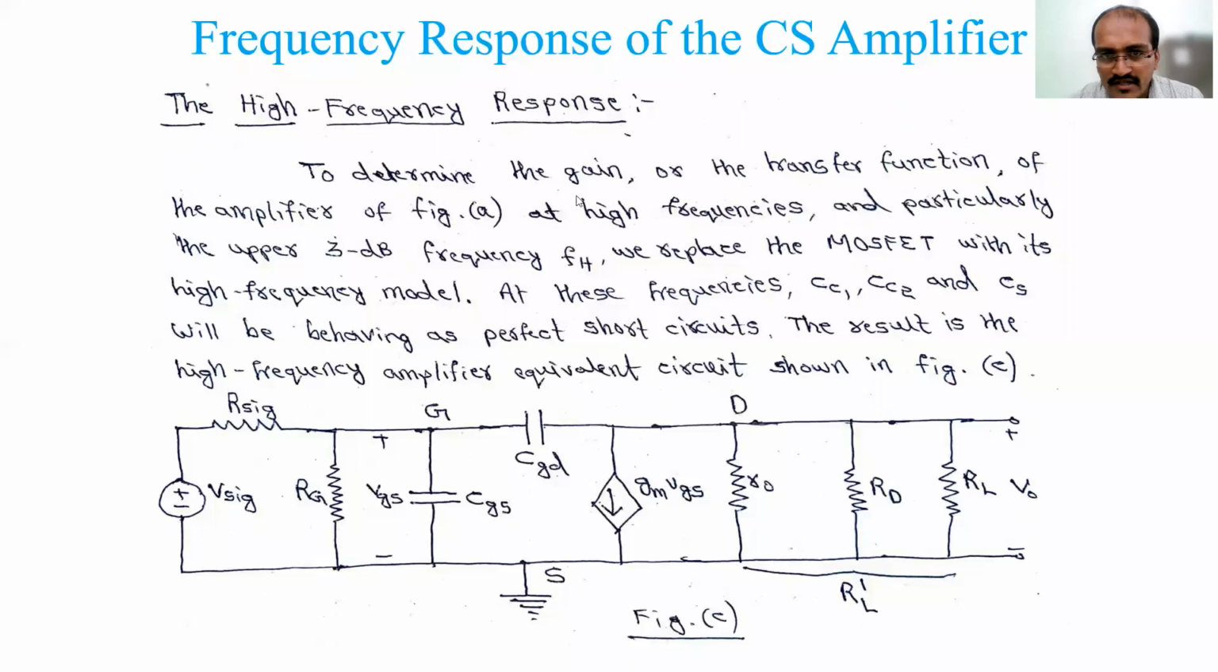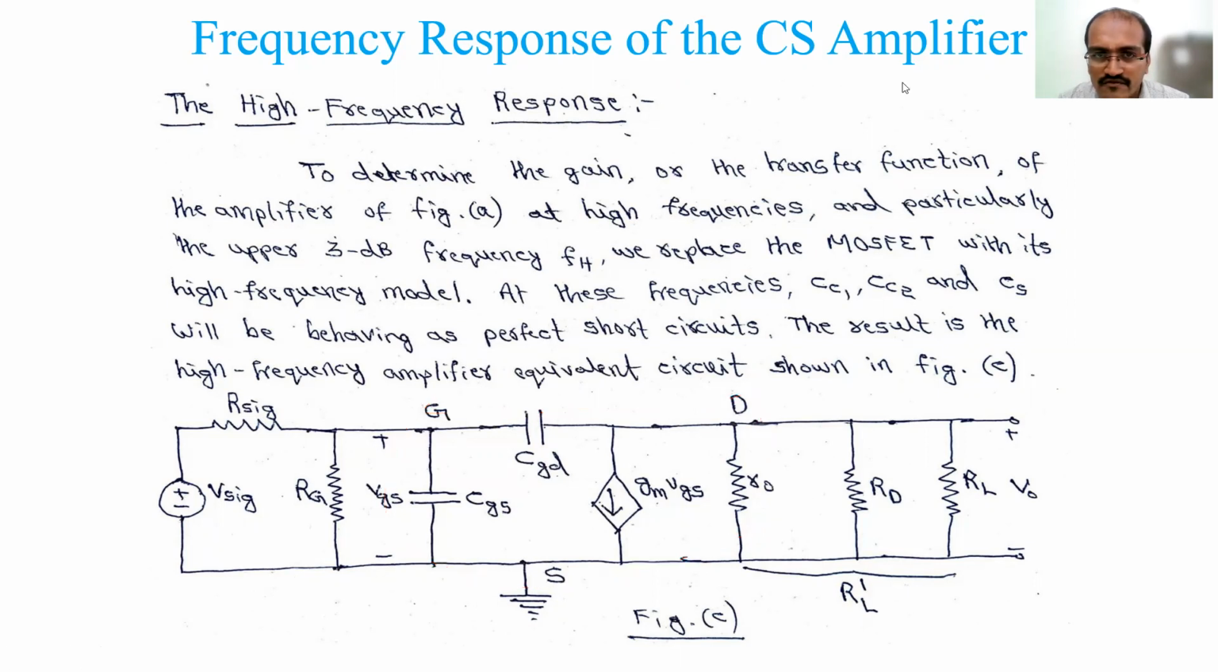This is to determine the gain or the transfer function. All these things we have discussed in the previous class, so I am just revising it. We have replaced the MOSFET with its high frequency model, and these are the things which are there in the common source amplifier circuit. At the output, we have three resistances in parallel that we denote as RL dash. Similarly, on the input side we have replaced it by a Thevenin's equivalent circuit, that is VTH and RTH. RTH is nothing but R signal dash, as I have named it. That we have done in the last class.